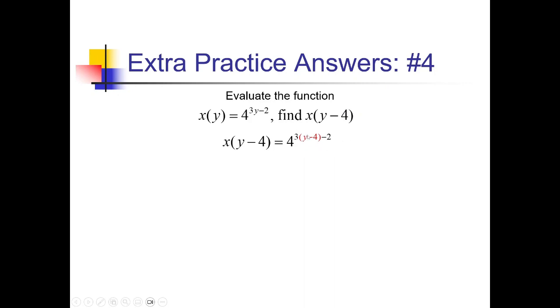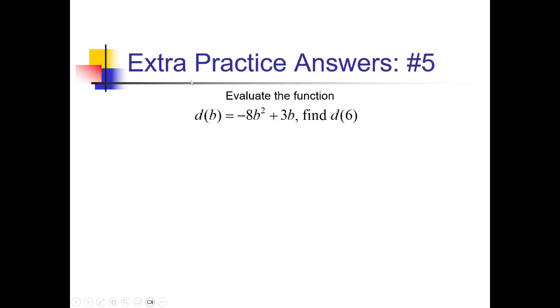I have to distribute this 3 to the parentheses. So this is going to be 4 to the 3y minus 12 minus 2, which is 3y minus 14 in the exponent. And there isn't really much else I can do. Since I have a variable in the exponent, I'm going to have to leave this the way it is.